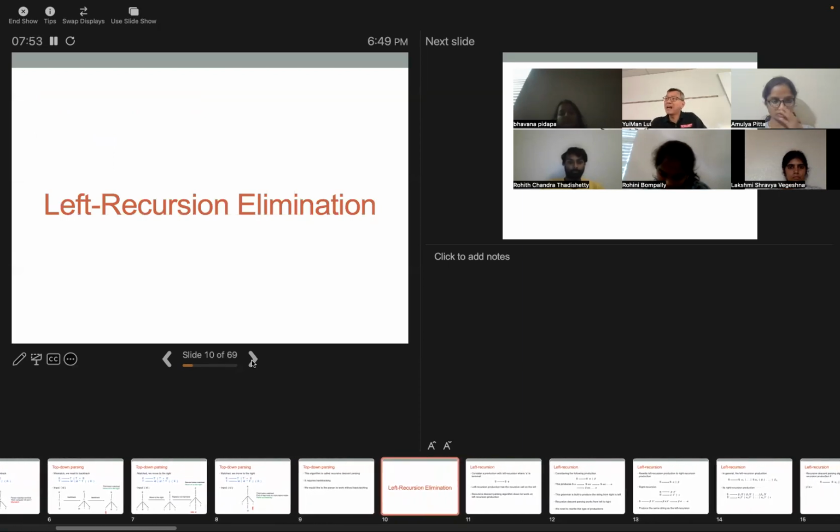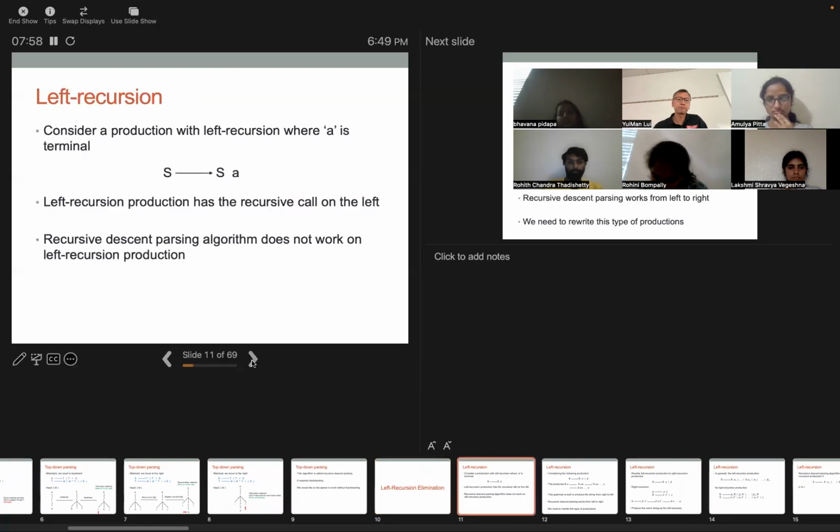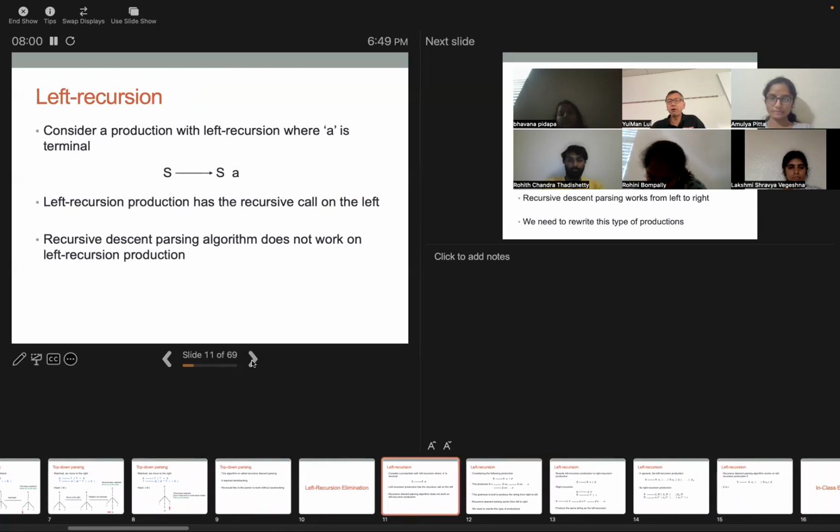So next we're going to talk about left recursion enumerations. So the following grammar here, this is a left recursion. You see S is a production, go to S and A. Okay, so it's a recursion. So this is a recursion calling itself, and the recursion is on the left side. Okay, so this is called left recursion.